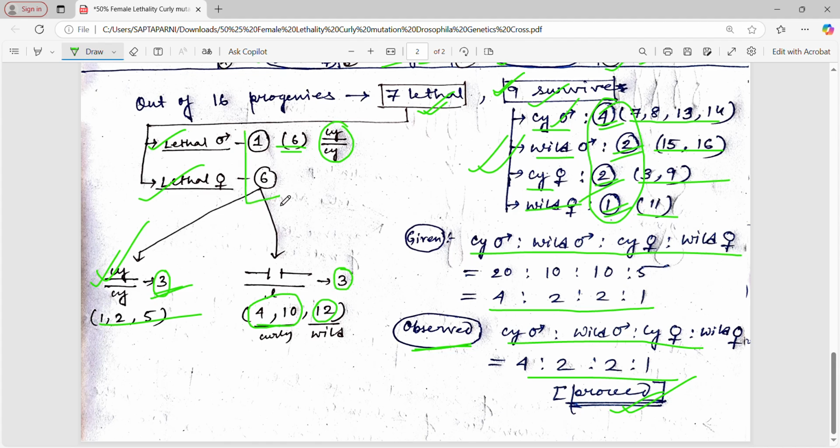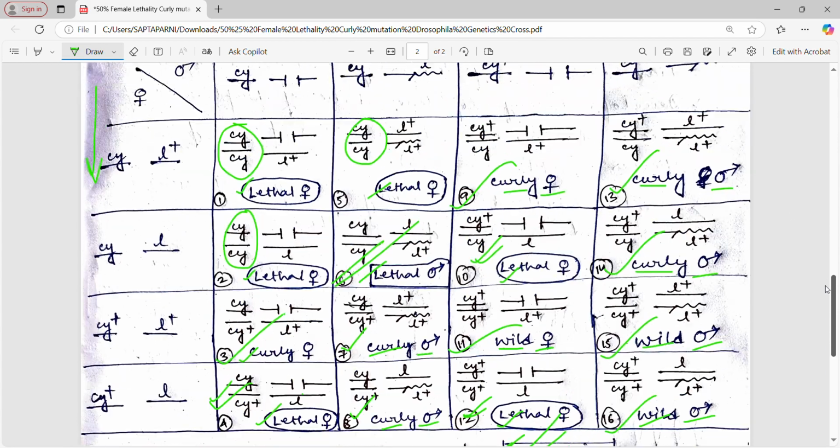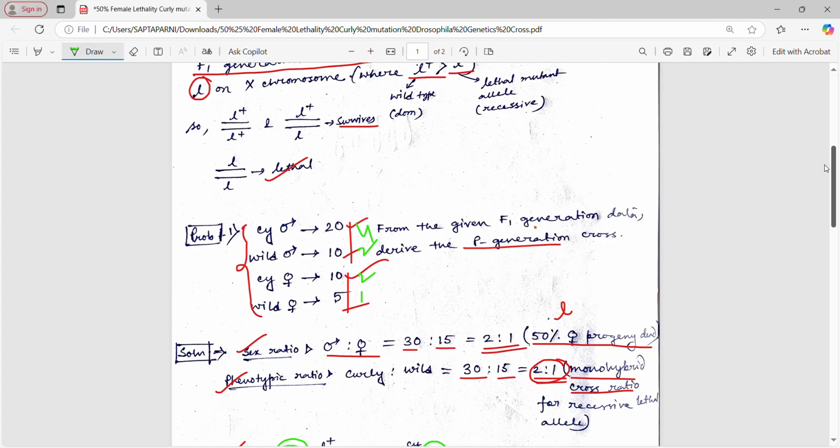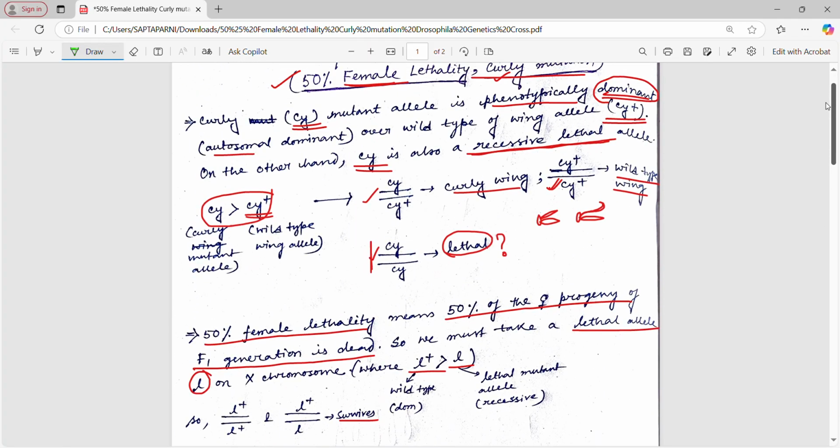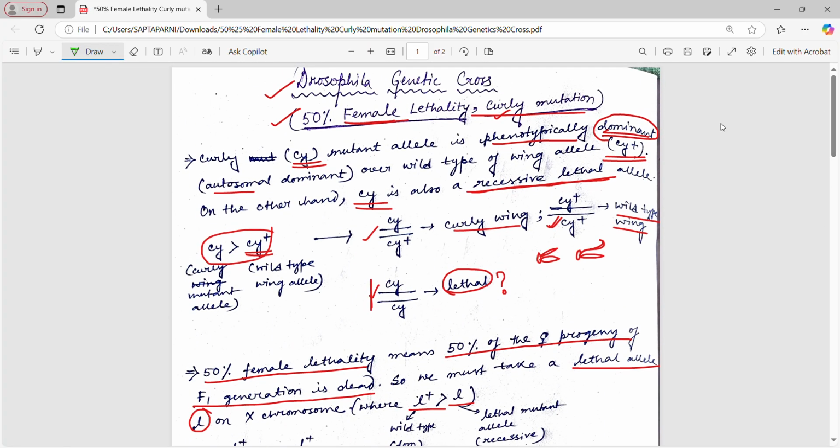Okay, so this is the calculation of 7 lethal progenies here, and this is the calculation of 9 surviving individuals from this cross. I hope the cross is clear to your mind now. How to design a cross for 50% female lethality in curly mutation, you can do it now.